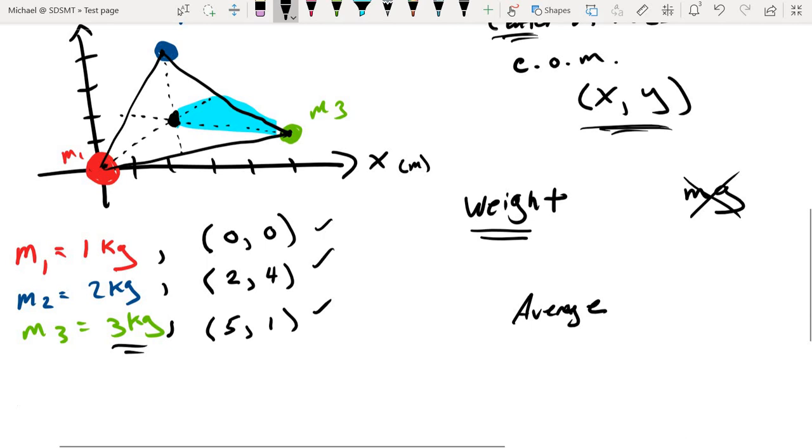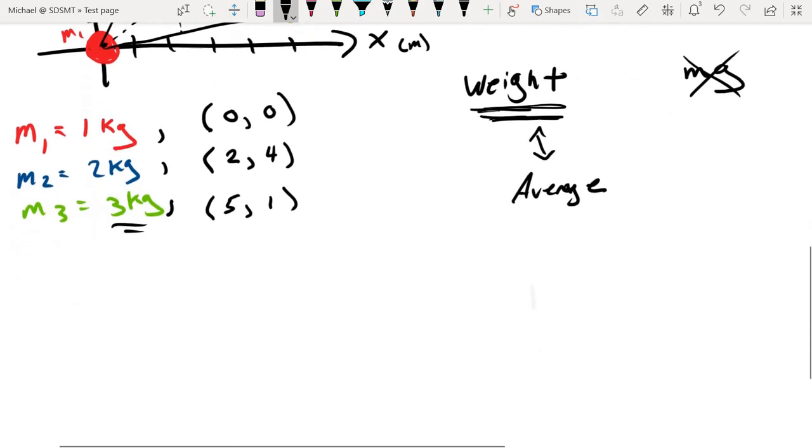Can't spell average. Well, if we average all of the positions of our masses, we're not going to get the center of mass for the system. What we have to do is combine these two ideas. We want to average the locations of the masses, but at the same time, we need to weigh the contributions of each of those masses.